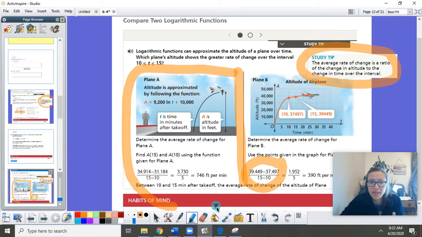So when you're looking, we're plugging in our 10 and 15 to find the corresponding value. So when we plug in 15 into our function, we get 34,914. And when we plug in 10, we're going to get 31,184. And that allows us to see the rate of change between 10 and 15. And so then that allows us to compare it.